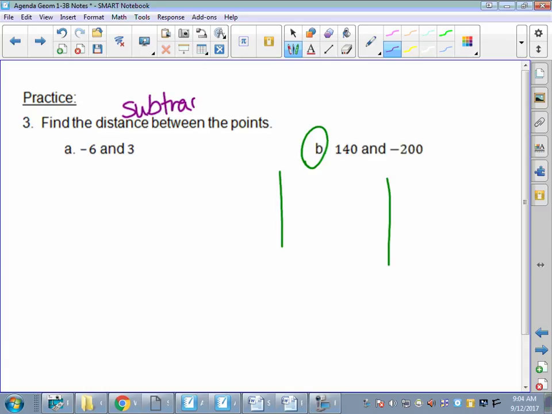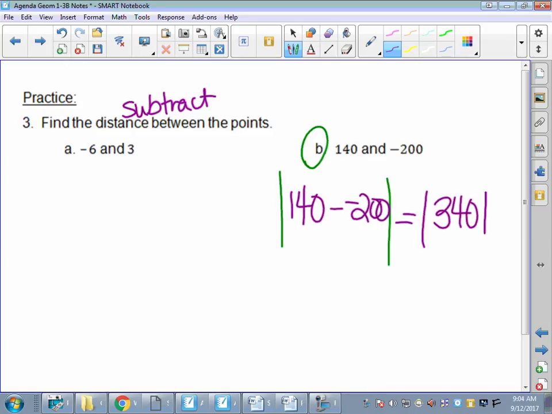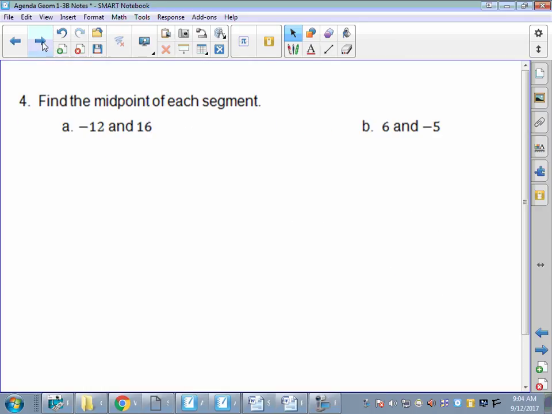Think about the distance formula. We subtract inside each parenthesis. So 140 minus that negative 200. So our distance is going to be the absolute value of 340, or just 340. So 340 units between them. You probably could figure that out in your head. I know. Let's skip 3A. Let's run over to 4A this time.